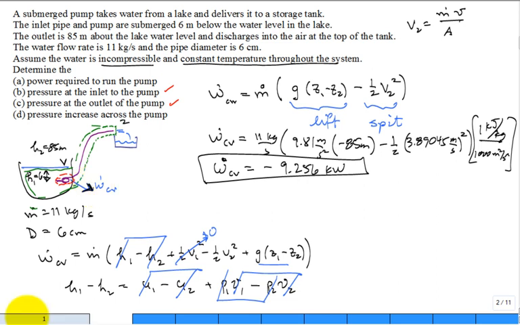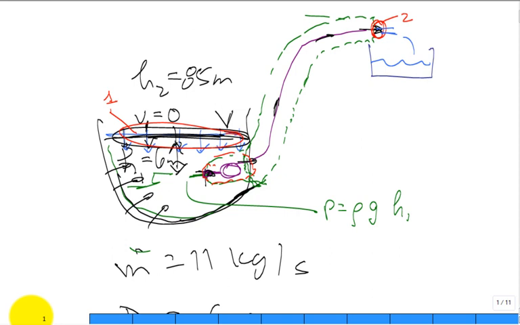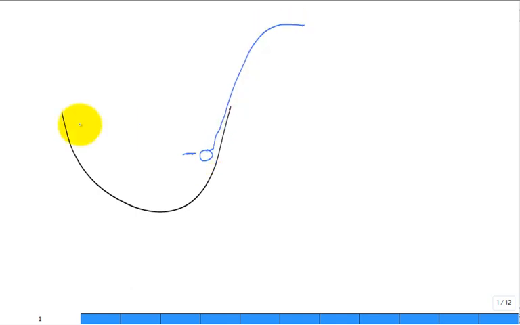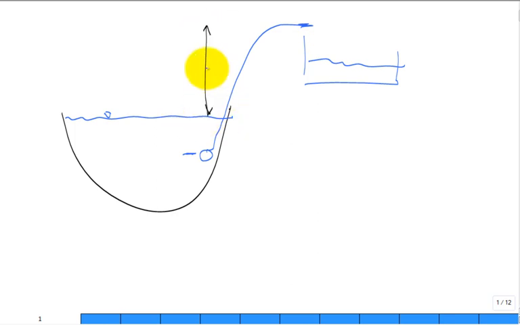And so let me jump back to this slide. Maybe I need to clean it up some. Well, here, let me insert a new page. I'll redraw our lake, redraw the inlet to the pump, redraw the pump, redraw the pipe that discharges, redraw the level of the water in the lake. The discharge is definitely above the water level in the tank. We don't know how high it is above, but that's the discharge. So this distance from here to here is 85 meters. And the intake of the pump is submerged 6 meters below.